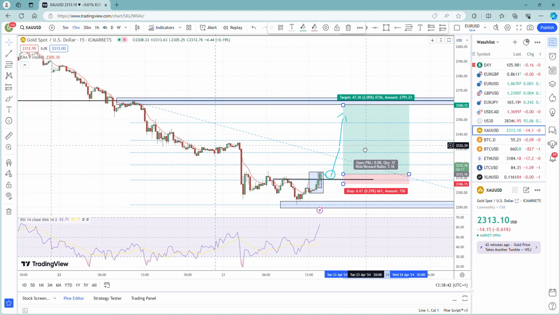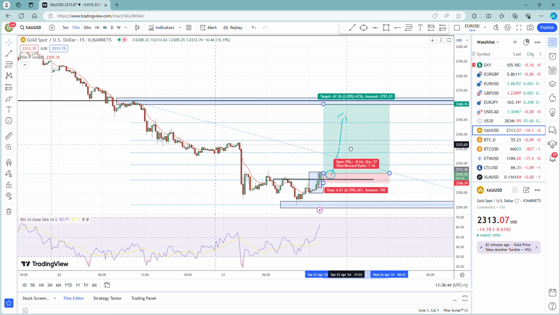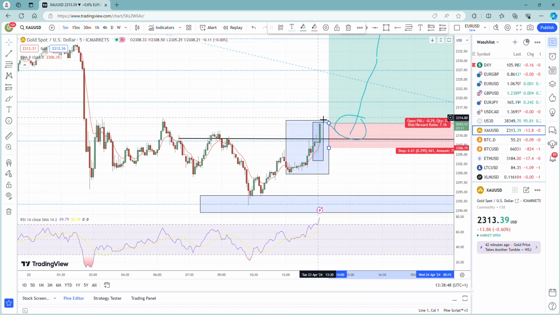So yeah, let's just see how it goes. But this is interesting the way it is moving at the moment. If I go into the M5, you can see a massive bullish candle, so I could actually enter right now, but I'd rather wait for it to retest.